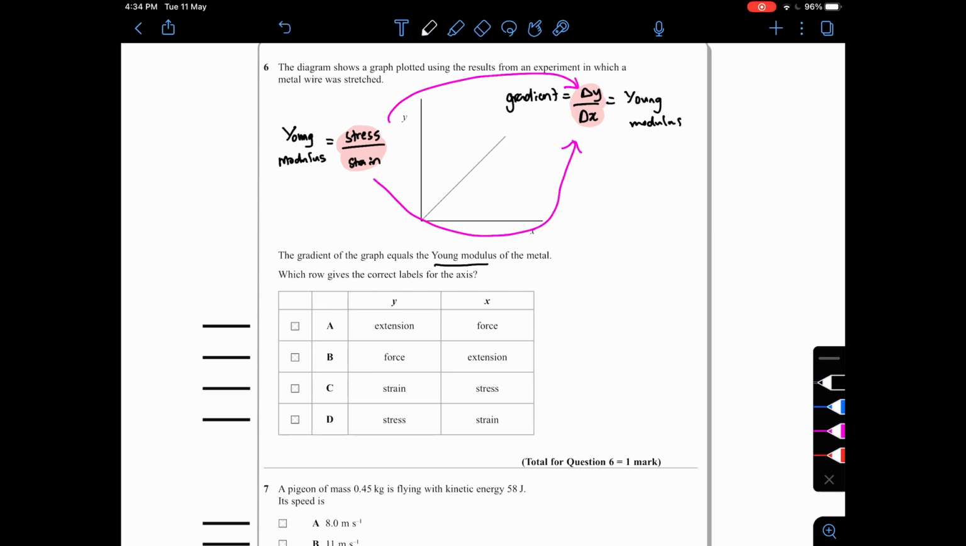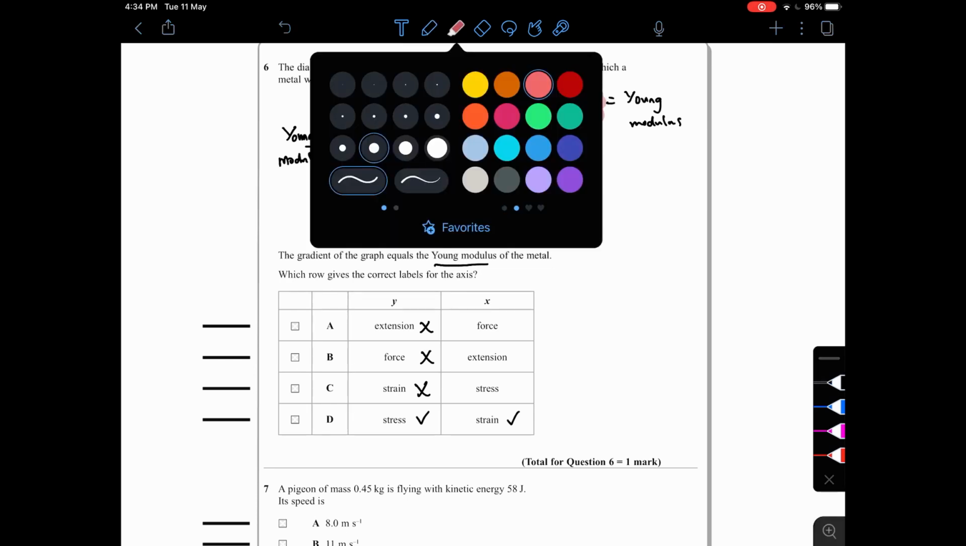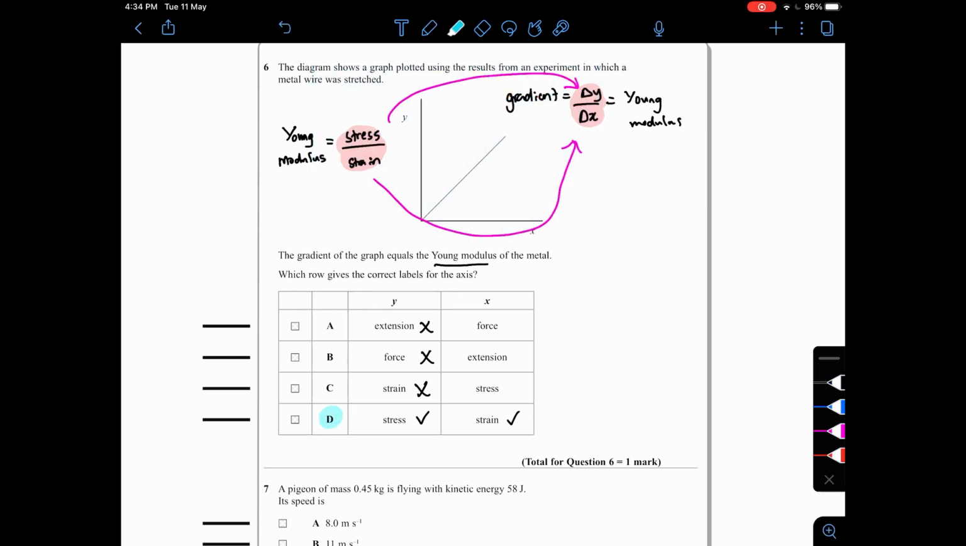A does not have stress or strain, B does not have stress or strain. Let's look at C. C has stress and strain, but what is y? Y should be stress? Nope. So D is the only one that has y equals stress and x as strain. So our answer is D. All right, question number 7.